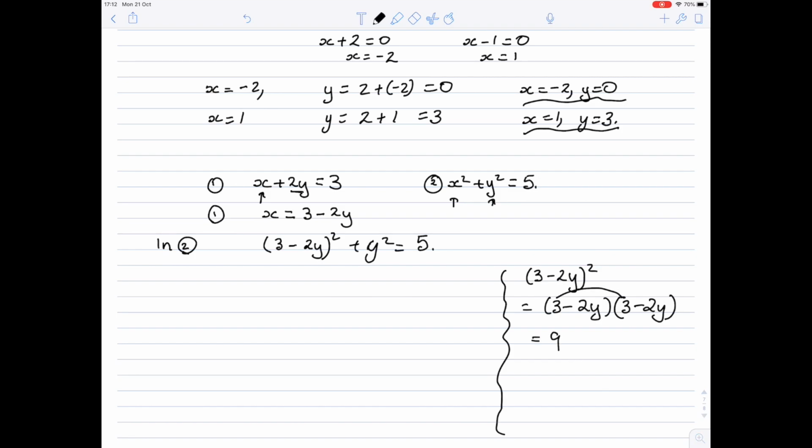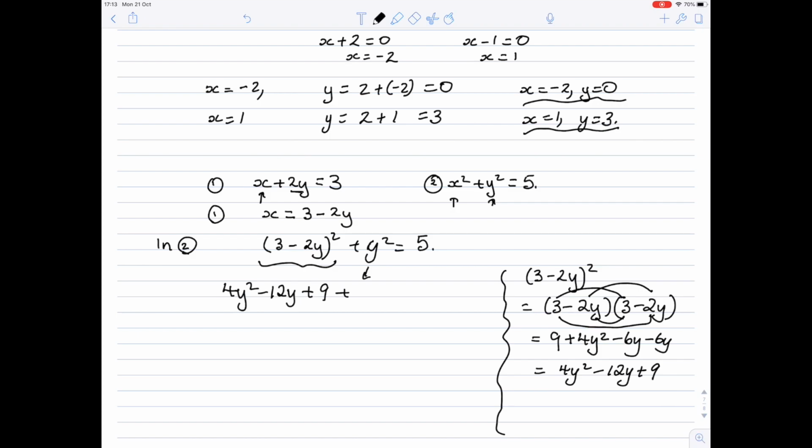So 3 times 3 is 9. Minus 2y times minus 2y is plus 4y squared. And then we have minus 6y from there and minus 6y from there, which, if I simplify a little bit, will give me 4y squared minus 12y plus 9. So going back up to my working, I now know what happens when you expand out that bracket. So the (3 minus 2y) all squared becomes 4y squared minus 12y plus 9. And then I have that y squared still, so plus y squared, and that's equal to 5.